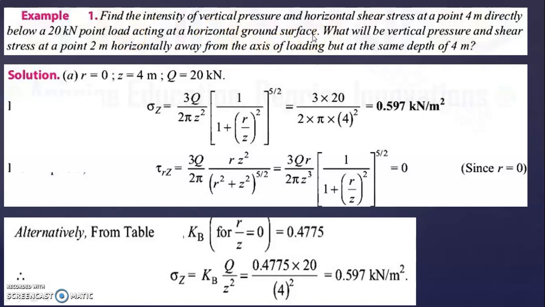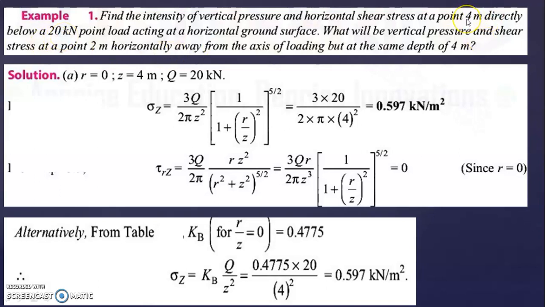What will be the vertical pressure and shear stress at a point 2 meter horizontally away from the axis of loading but at the same depth of 4 meter? Here it is asked to find both vertical pressure as well as horizontal shear stress. There are two conditions. One is at a point 4 meter directly below a 20 kilonewton load.